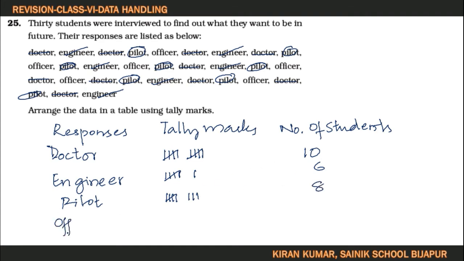Next is officer. 1, 2, 3, 4, 5, and 6. 6 of them have responded as officer. Let's add them up. It is 14 plus 6 is 20, plus 10 is 30.